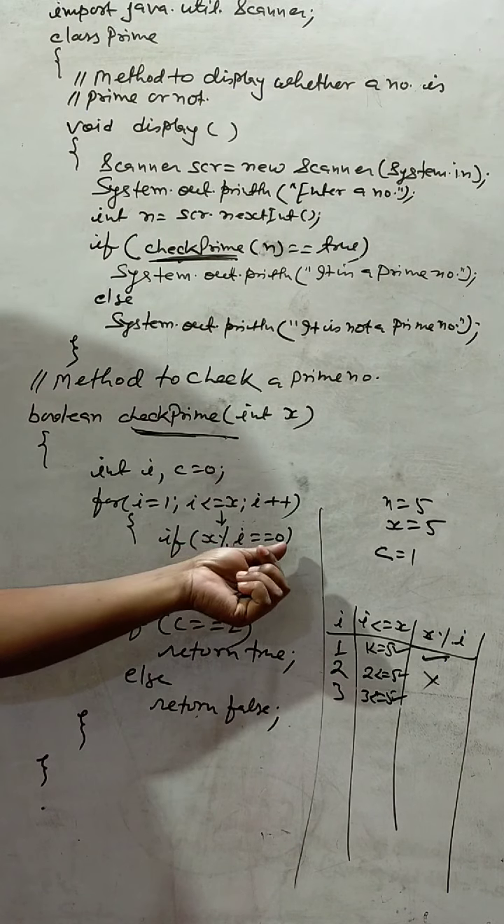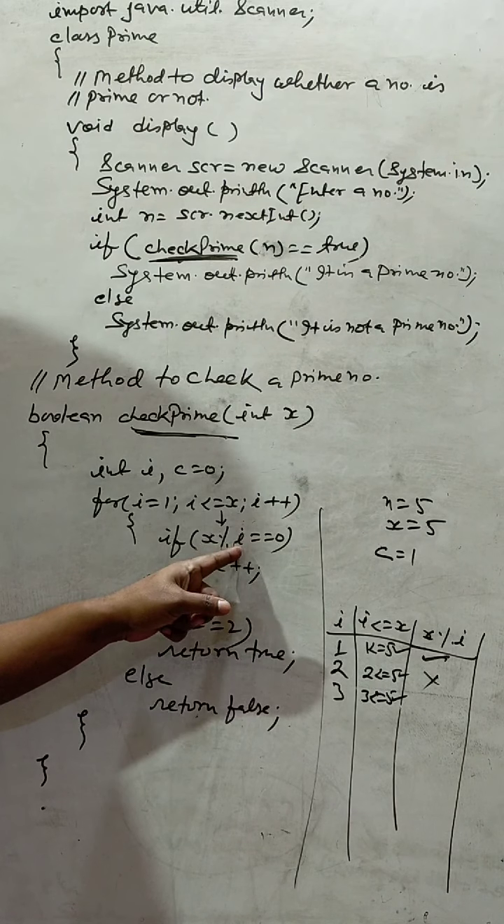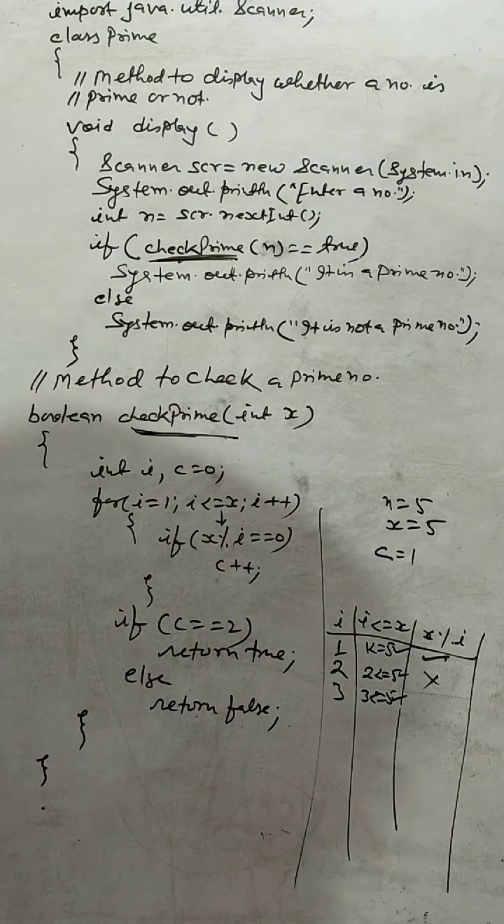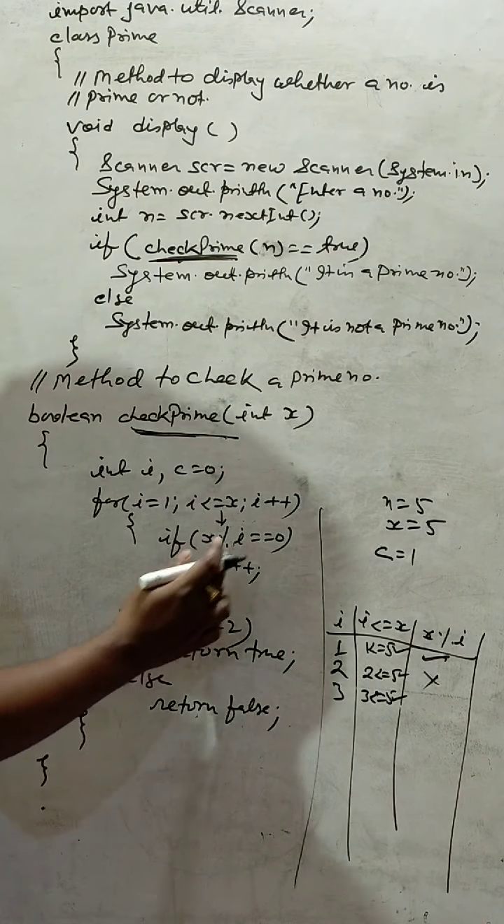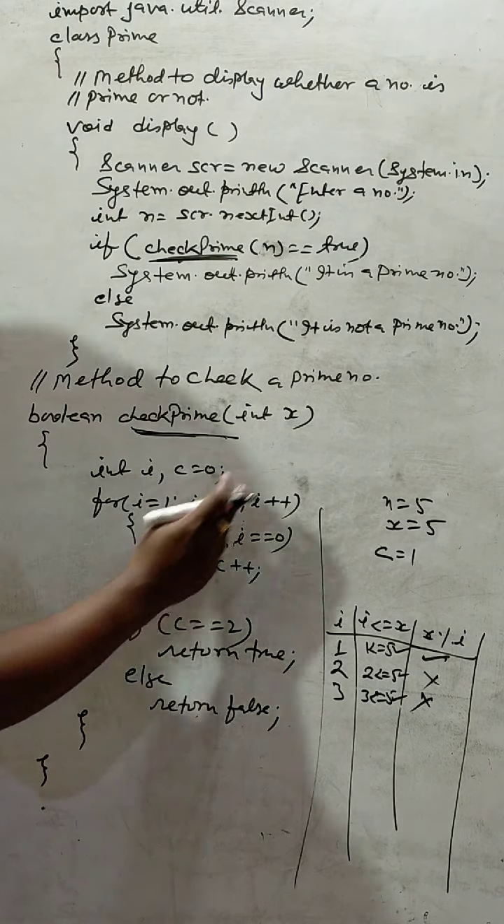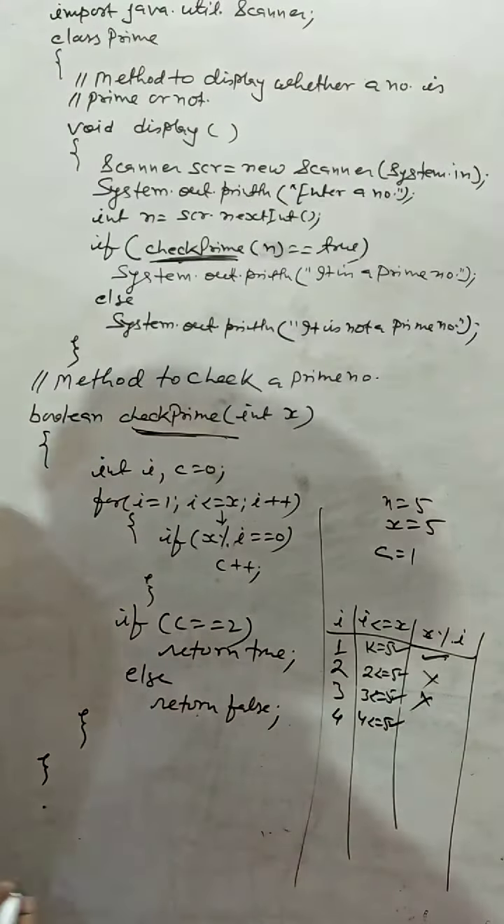Again, x mod I equals 0. The value of x is 5, I is 3. So 3 will not divide 5. So this part is again false. C++ will not execute. Again, I++, I equals 4, 4 less than or equal to 5, this is true.